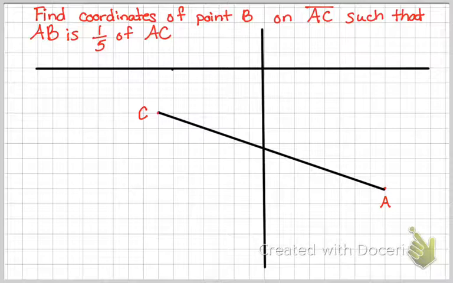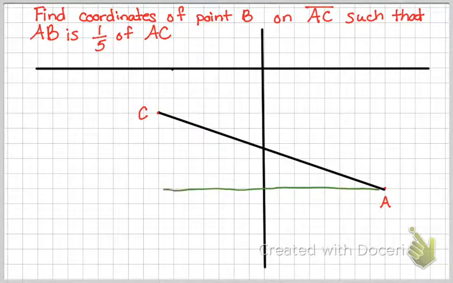So here's another example of one you've seen on divide line segment. Find coordinates of point B on AC such that AB is 1/5 of AC. So we know B is going to be somewhere in the middle. So we're looking for where exactly is it. The first thing you need to do is use some kind of knowledge of Pythagorean theorem. You can kind of make this out to be a right triangle.